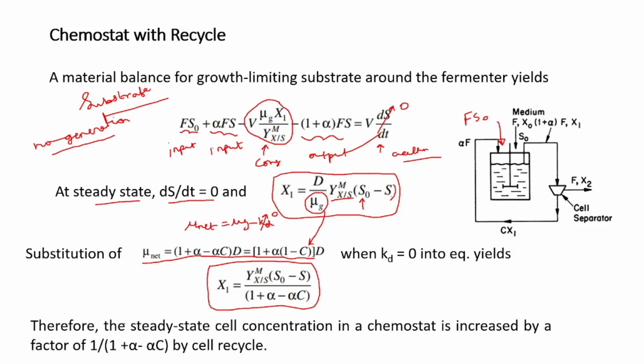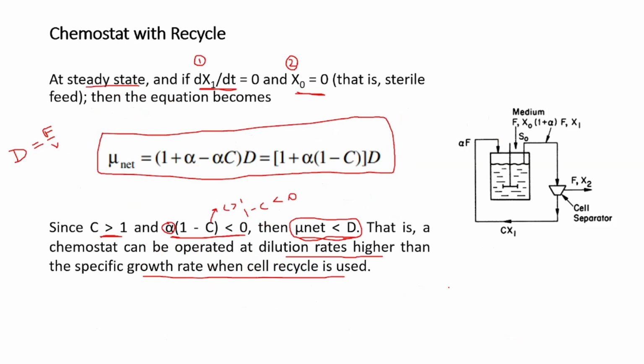So cell concentration is increased in a chemostat with recycle, obviously, because 1 plus alpha minus alpha c is a very small term. This I have already talked about. See here, c is greater than 1, and in 1 plus alpha minus alpha c, this term is actually less than 1. So this is a very small term. If you divide something by a very small quantity, the resultant value increases.